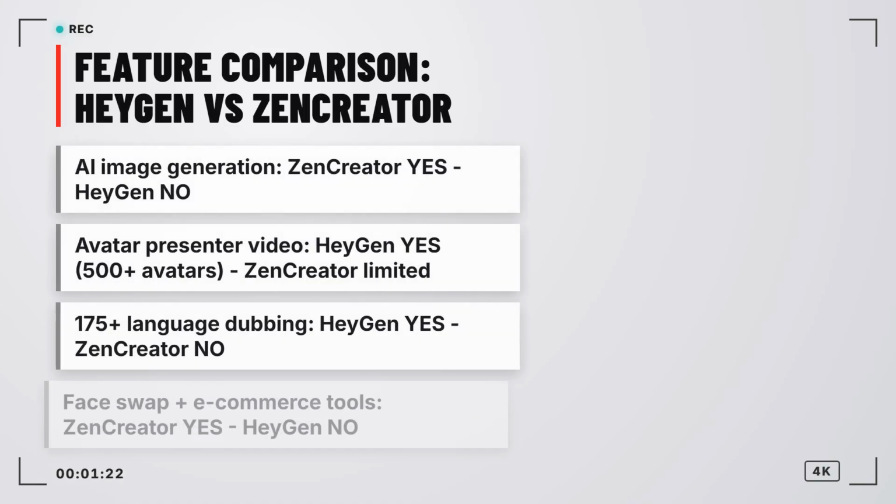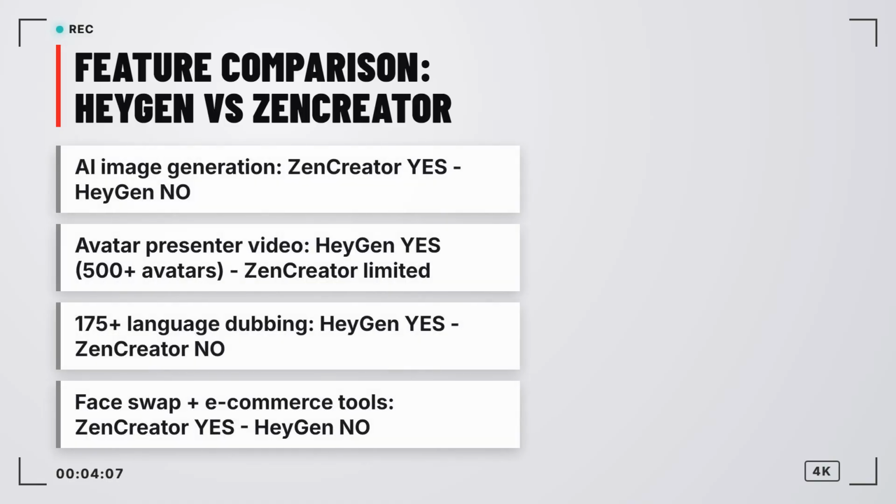Feature comparison head-to-head. AI image generation, ZenCreator yes, HeyGen no. AI avatar presenter video, HeyGen yes with 500 plus avatars, ZenCreator has limited options. Video dubbing in 175 plus languages, HeyGen yes, ZenCreator no. Face swap, ZenCreator yes, HeyGen no. Voice cloning, both yes on paid plans. Free trial, HeyGen yes, ZenCreator no. Credits that never expire, ZenCreator yes, HeyGen credits are monthly.